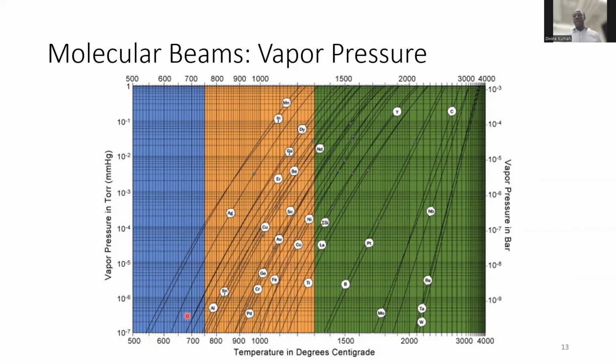Some materials actually melt before you hit the desired vapor pressure. Aluminum, for instance, melts a little bit below 800 centigrade, but if you're trying to get a 10 to the minus 5 torr vapor pressure, you have to heat it up close to 900 centigrade. So in this case, you can think of water boiling off to create that vapor pressure.